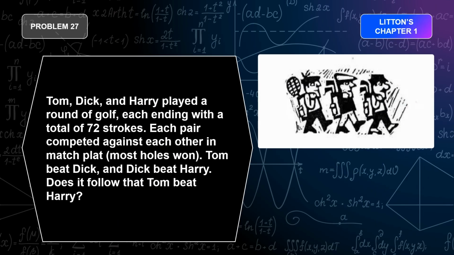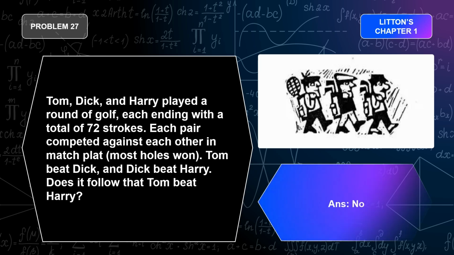Problem number 27. Tom, Dick, and Harry played a round of golf, each ending with a total of 72 strokes. Each pair competed against each other in match play, most holes won. Tom beat Dick, and Dick beat Harry. Does it follow that Tom beat Harry? The correct answer is no.